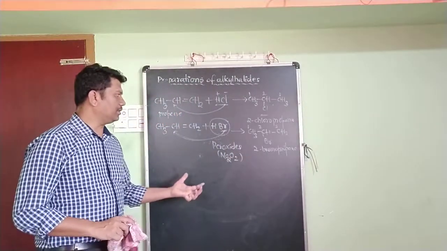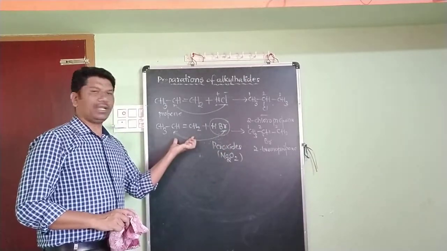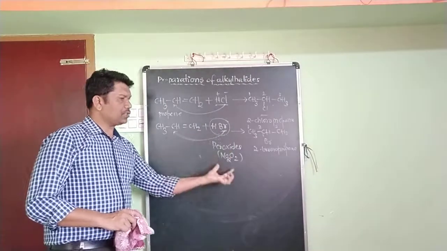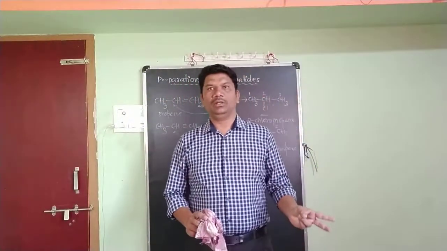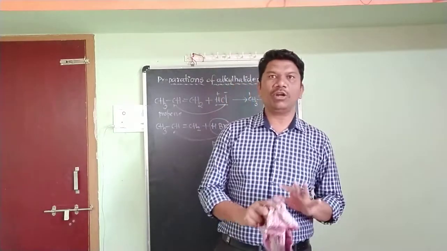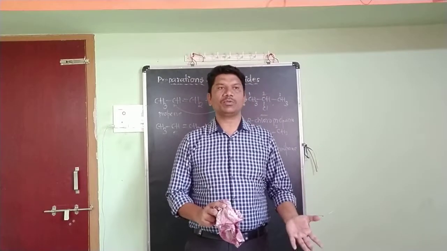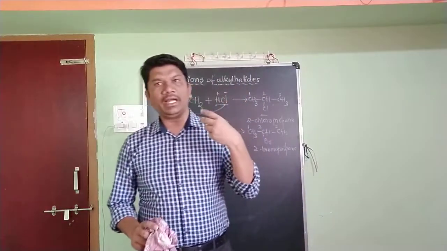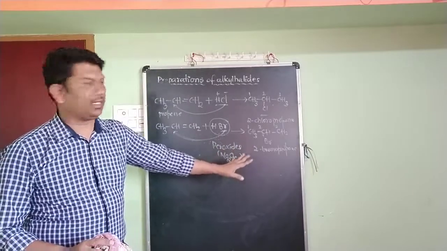I will repeat the statement. The addition of HBr to asymmetric alkene in presence of peroxide will not follow Markovnikov's rule. If in presence of peroxides, it will not follow Markovnikov's rule. It follows anti-Markovnikov's rule, meaning it follows against Markovnikov's rule. It gives different products. Okay, we'll see.